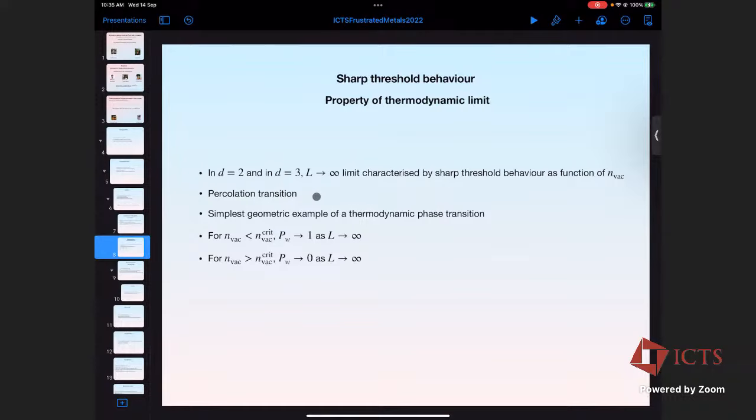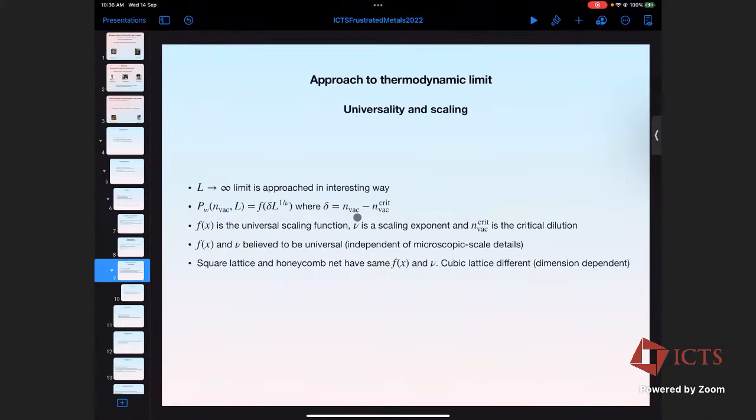Basically, this probability goes to 1 in the thermodynamic limit if the dilution is below a critical dilution, and it goes to 0 when the dilution is above a critical dilution. So it's a dimensionless quantity that obeys a 0-1 kind of threshold law. And interestingly, the approach to the thermodynamic limit in the vicinity of this threshold is very interesting.